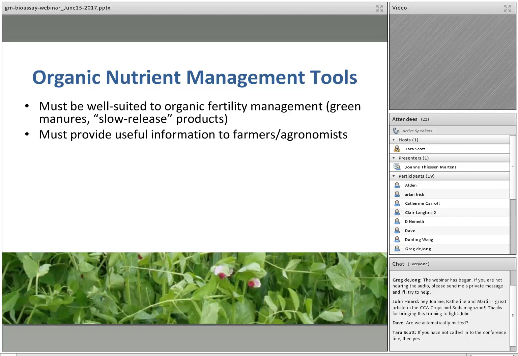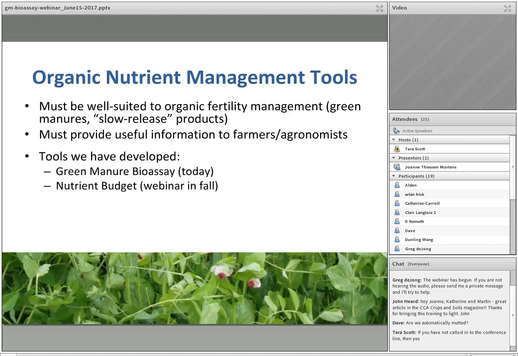So these tools, like I said, have to be well suited to these types of organic fertility management practices, and they have to provide some useful information to farmers and agronomists. Up till now, we've been relying on the general principles of organic fertility management, without having a lot of specifics to apply in particular situations. And so that's what these tools are about.